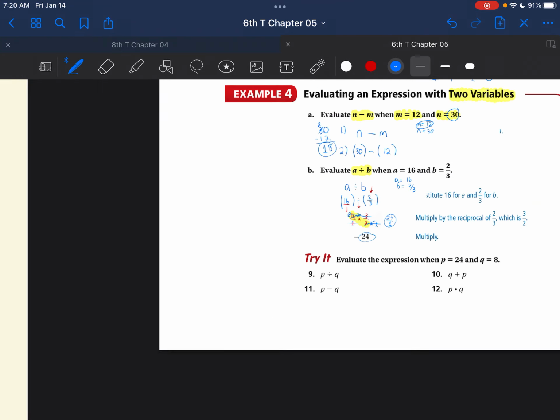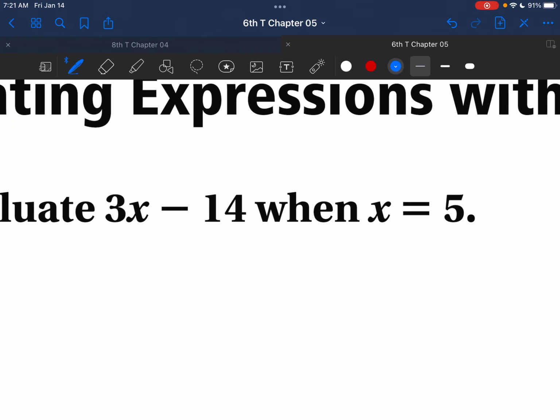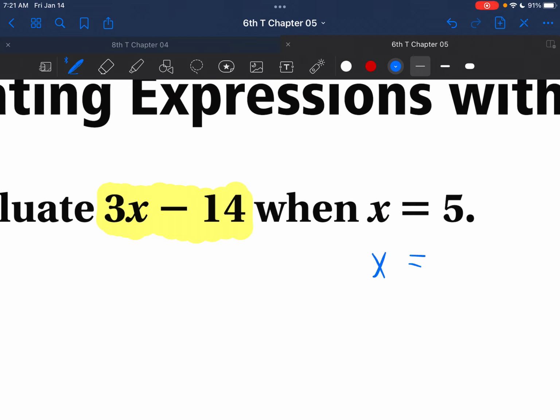Let's try a few more of these problems. We're going to put them all together. This time we're going to use some multiplication. So here we go. We have 3x minus 14. So what is this going to look like? Please write down 3x minus 14, then I want you to write down x is equal to 5.